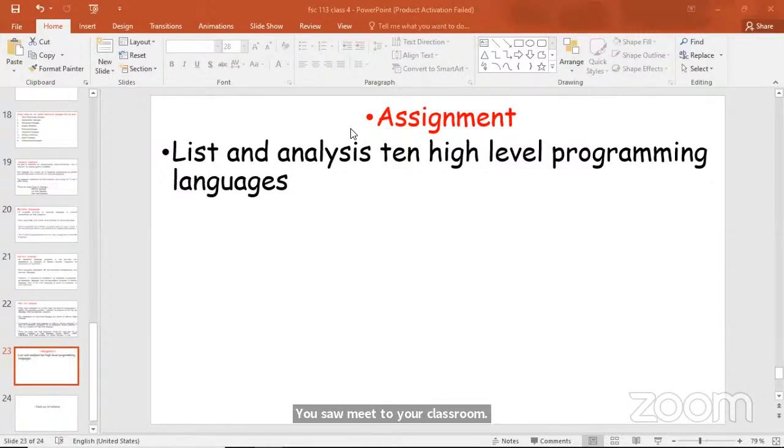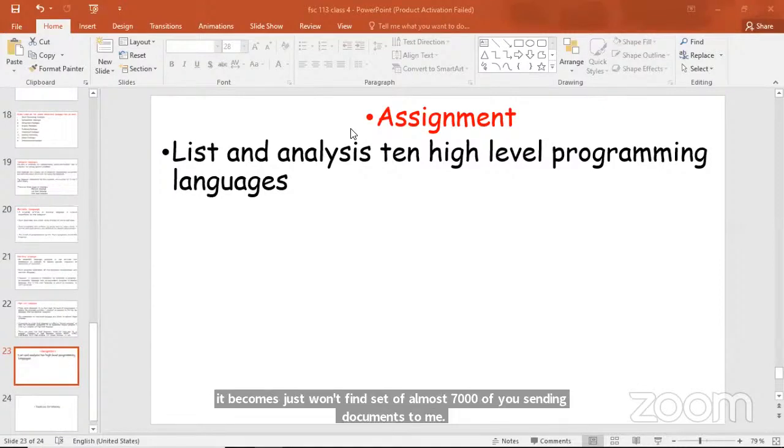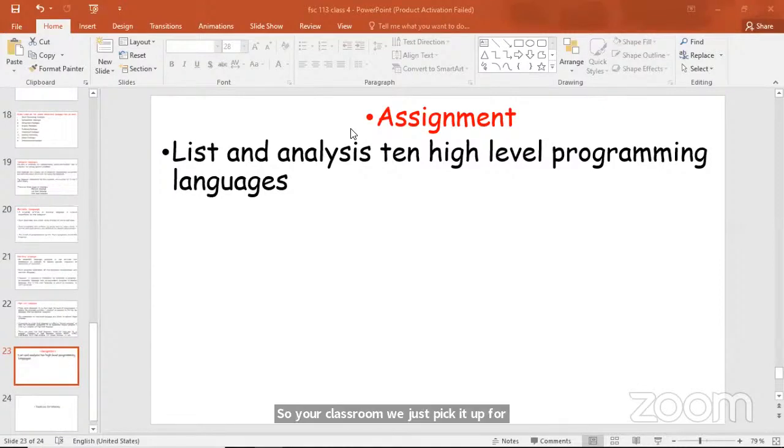So your class rep will compile all of them into a WinRAR, like you just join them together, just as we have learned on application software. Some software helps us to group documents that you have typed into one, right? Then at least it becomes just one file instead of almost 7,000 of you sending documents to me. So your class rep will just pick it up from different departments. So you have a central rep that your class rep in turn will send that to. Then I just want only one document from all of you.